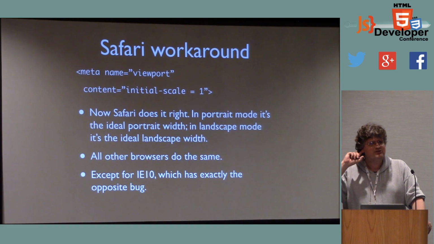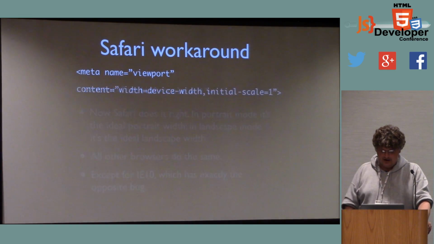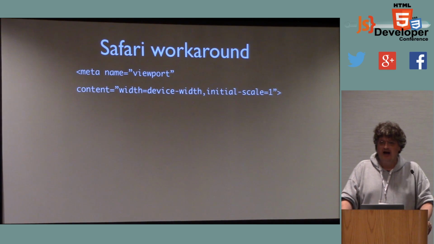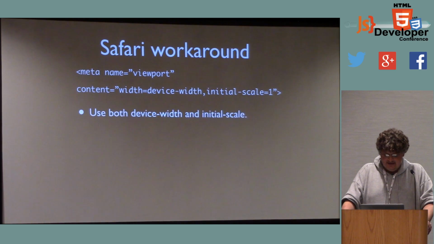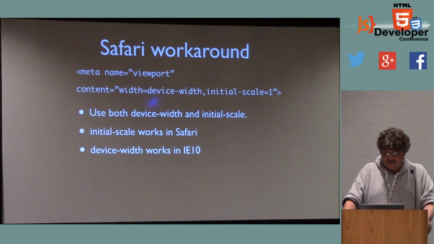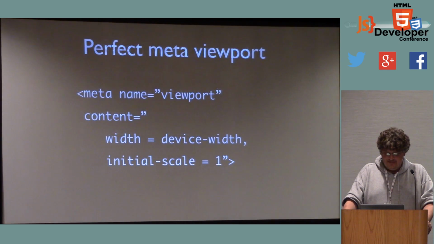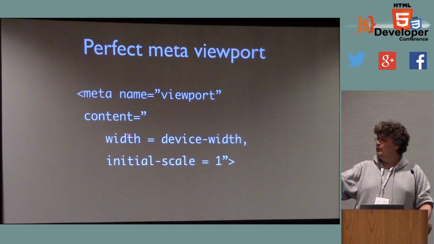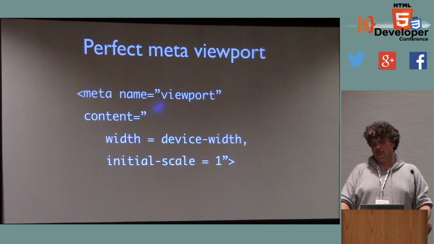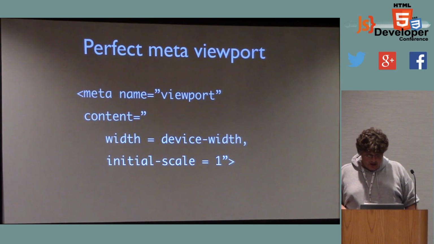So, sorry, what's your question? What if you said both? Exactly. You are completely right. You said both, and both bugs are solved. Because initial scale works properly in Safari, device width works properly in IE10, both work anyway in all other browsers. So this is the perfect meta viewport. Width equals device width, comma, initial scale equals 1. This is what you have to use. If you don't yet, please use this.